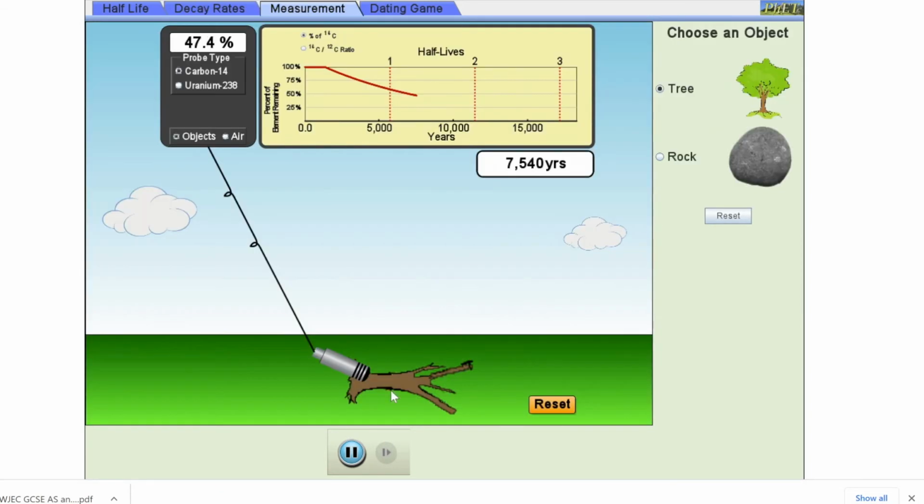Just to show that a different way, using a Geiger-Muller tube, the tree, once it's been planted, will have 100% of its carbon-14, and when anything dies, plants or animals, the amount of carbon-14 decreases. That's why we do carbon dating, and we can work out the date of plants or animals this way. Don't worry about that. We're going to learn more about carbon dating in the next lesson, in fact.